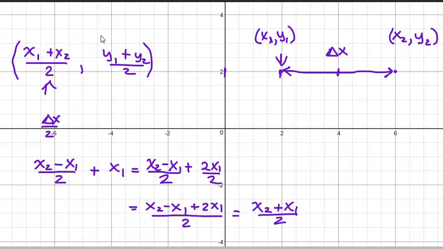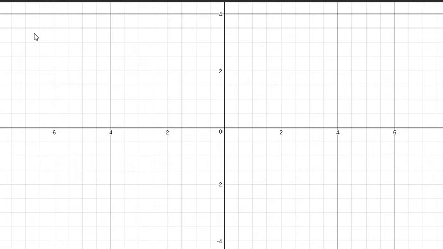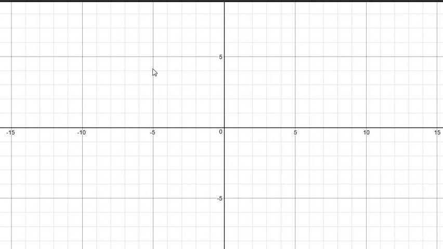And the same argument goes for how we can derive this also. Okay, so hopefully that was a little bit clear. So now that we know that, let's actually find some midpoints. I'm going to have to zoom out a little bit on this. So let's find the midpoint.